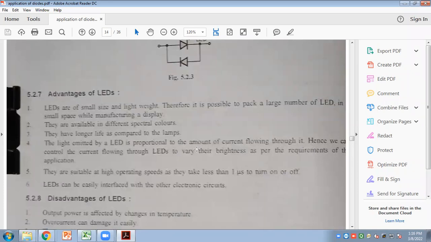The most important advantage is that the size is very small. So LEDs are small in size and light in weight. Weight is less, size is less. Therefore, it is possible to pack a large number of LEDs in a small space. In less space we can pack the maximum number of LEDs and deliver them.